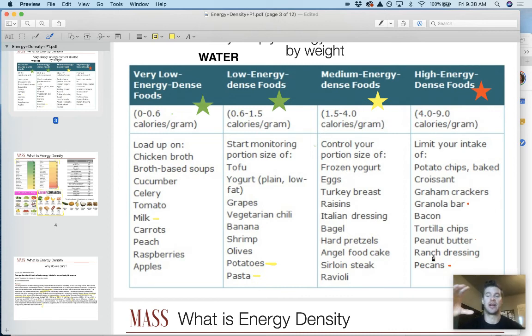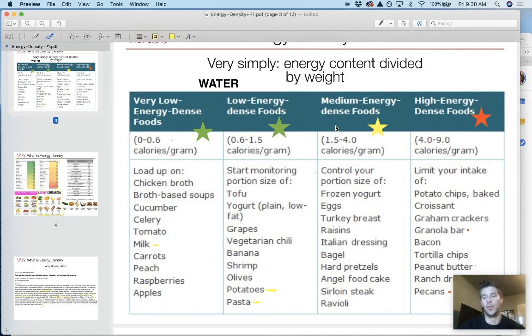Even if you have a decent amount of calories from something like this and you don't have that stomach distension because it's so dense, you do not get that same effect. Okay, so hopefully that makes sense as far as the spectrum of foods. When this says 1.5 calories per gram, that means that if you weighed out 100 grams of that food on a food scale, it'd be somewhere between 150 calories and 400 calories, right? So that's very, very simply what the energy density or food volume aspect is.